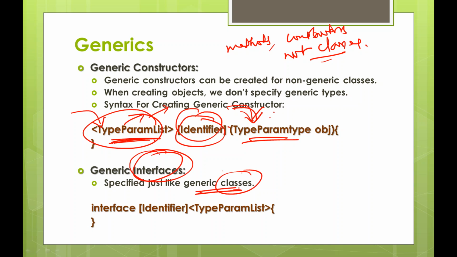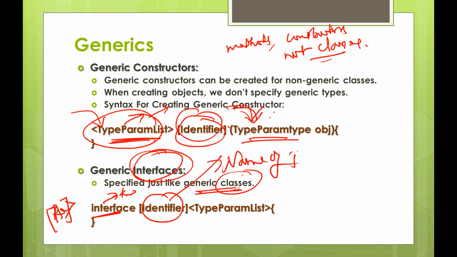It is defined similar to how we declare it for classes. For example, here you have the access specifier and then the interface keyword, then the identifier, the name of the interface, and then you specify the type parameter list.